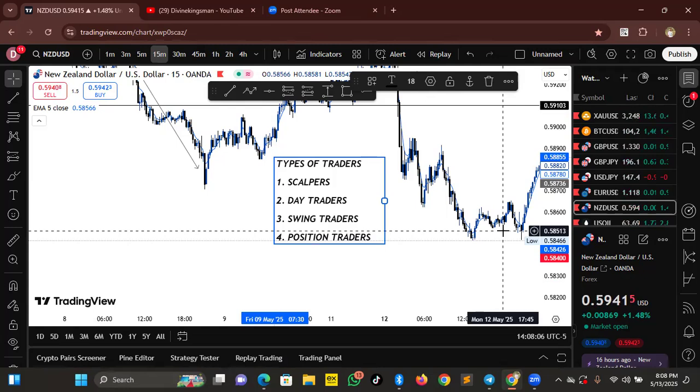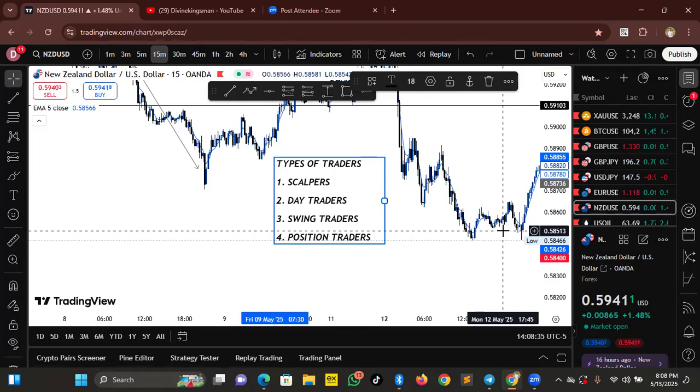Now the fourth one is what we call the position traders. These are traders who hold their trade longer than all the first three I listed. Position traders hold their trade for a lot of months and even years. They can hold their trade even up to a year. So imagine somebody placing a trade and taking profits maybe after a year. You can imagine how long it will take that person.